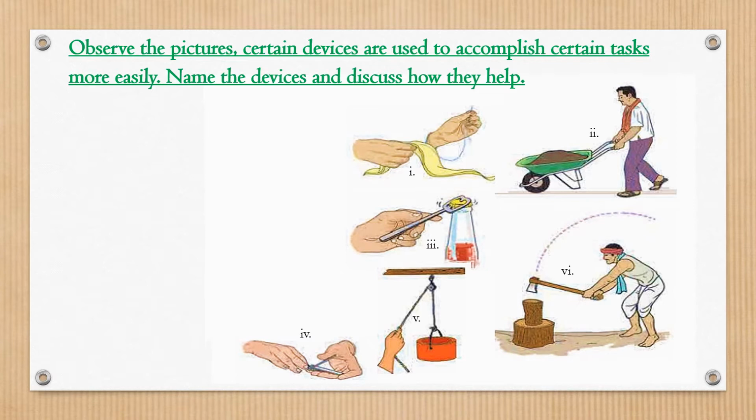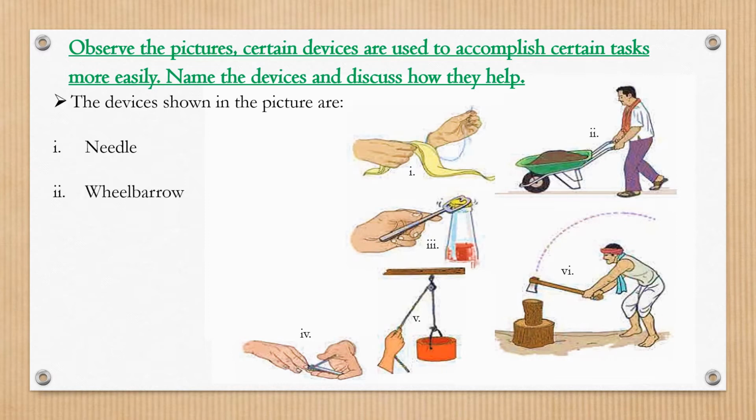Now students, observe the pictures. Certain devices are used to accomplish certain tasks more easily. Name the devices and discuss how they help. Yes, correct. The devices shown in the pictures are a needle. A needle helps us to stitch clothes. Then the second picture is a wheelbarrow. A wheelbarrow helps us to move objects, for example sand, easily from one point to another.